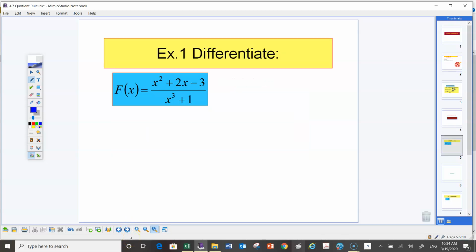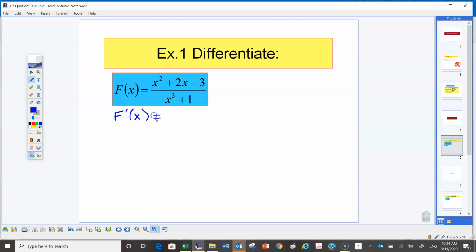Let's take a look at an example. Here we have capital F of x, which is our function, and it is the quotient of two polynomials. To find the derivative of capital F, our pattern says we take our denominator and we multiply it by the derivative of the numerator, which is 2x plus 2.